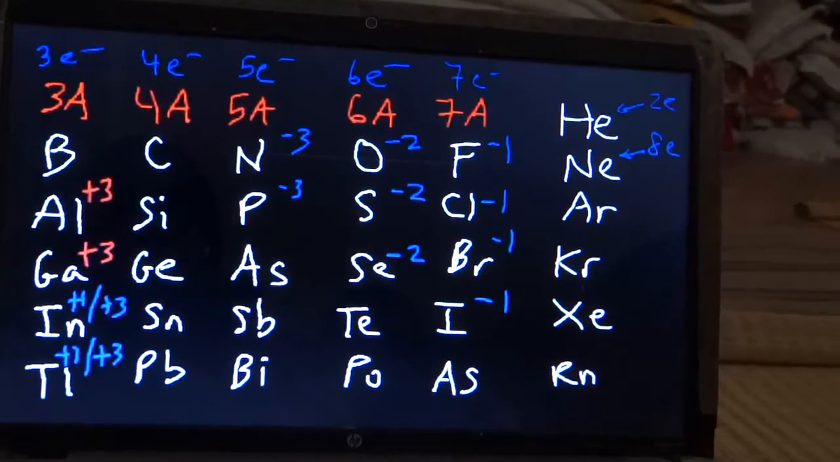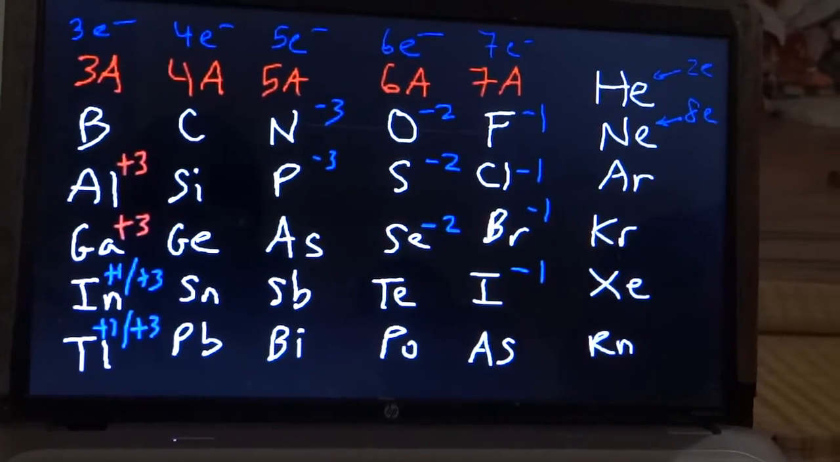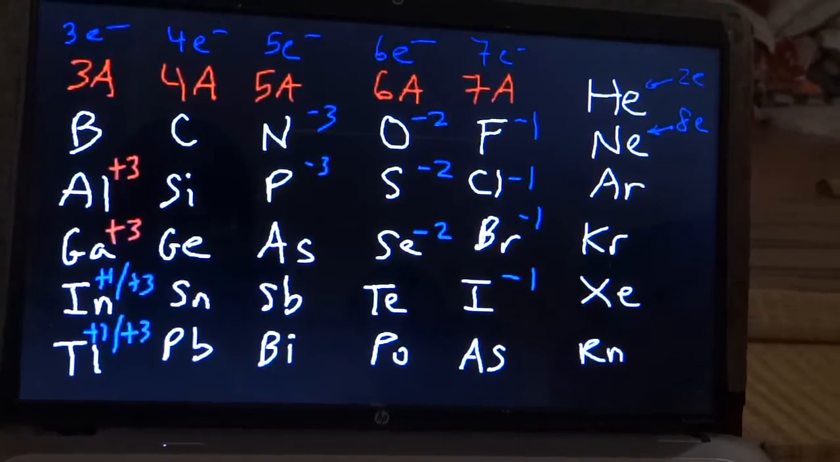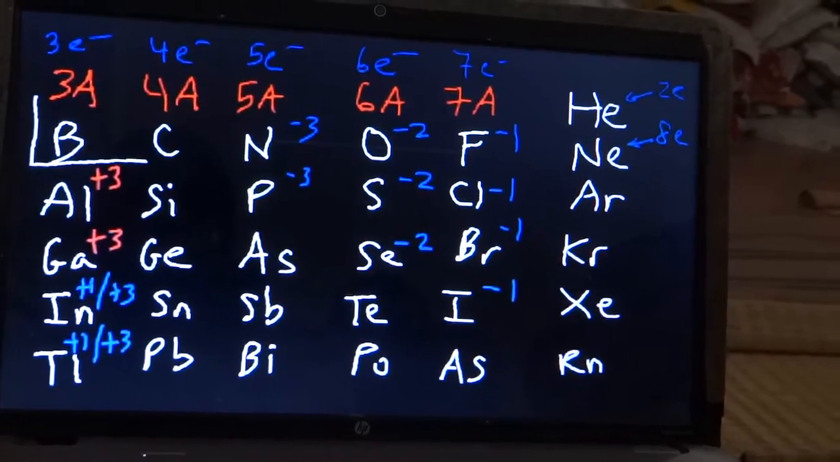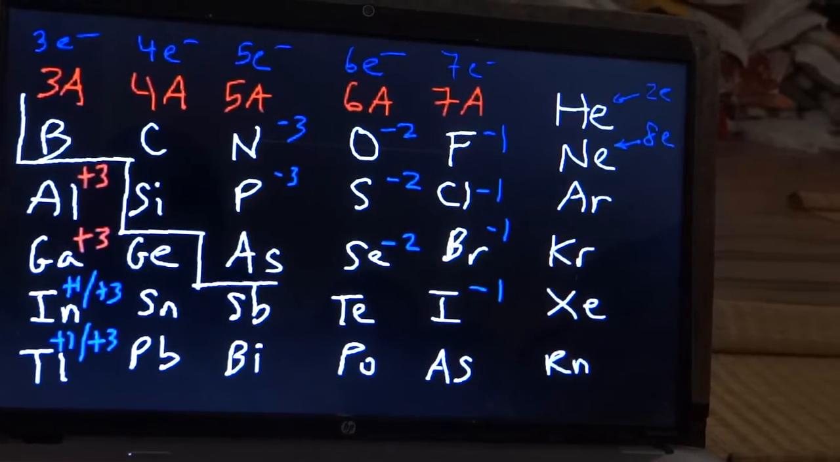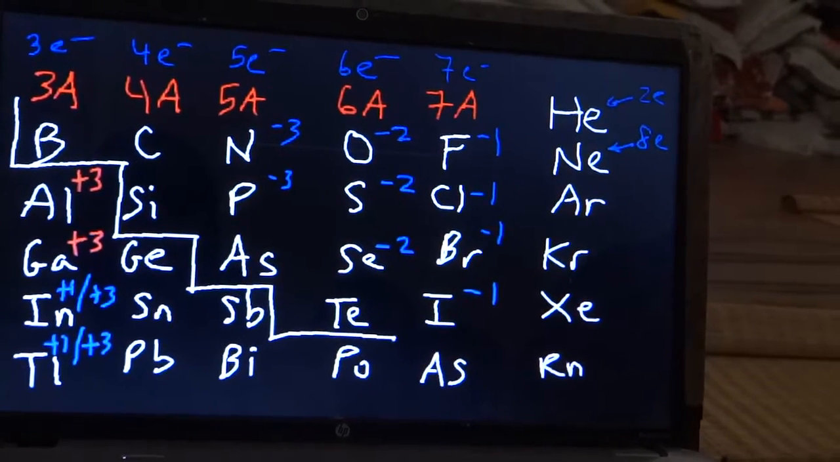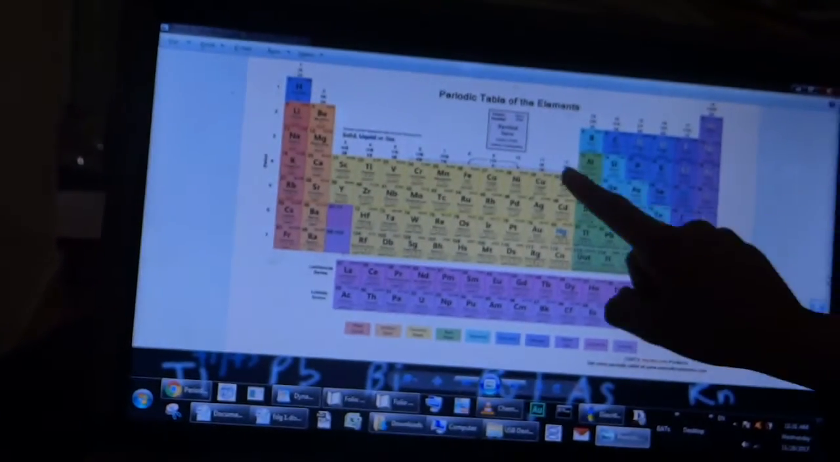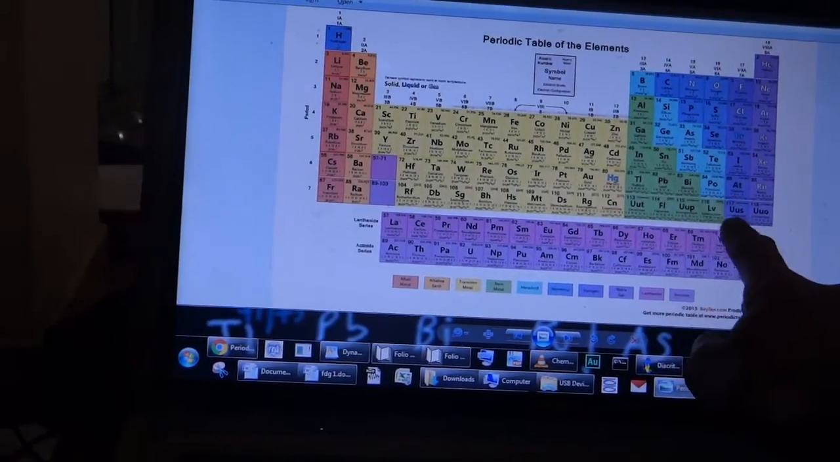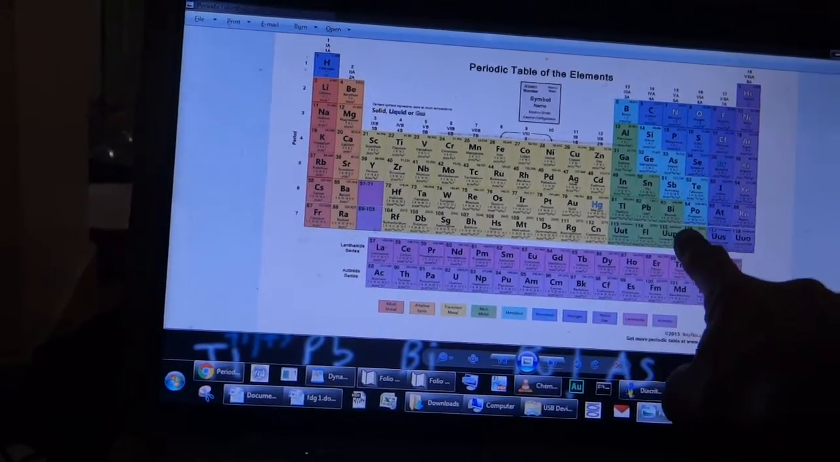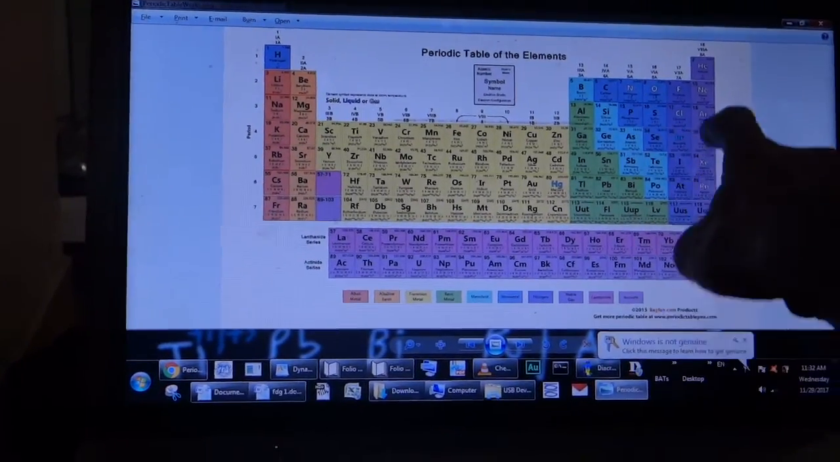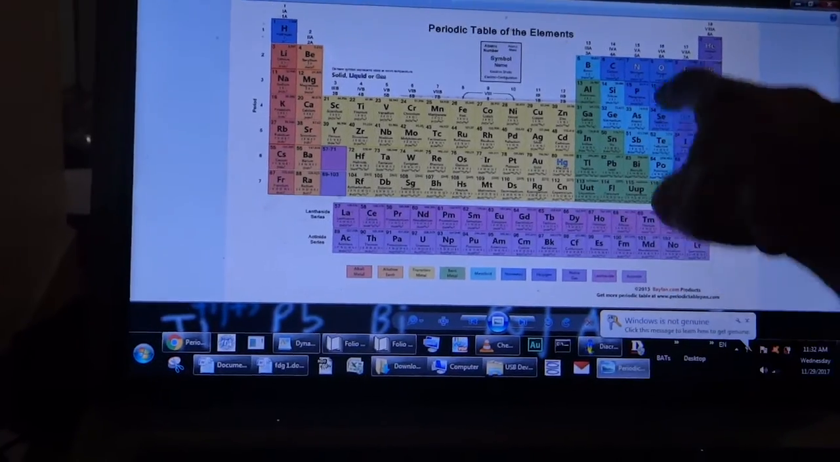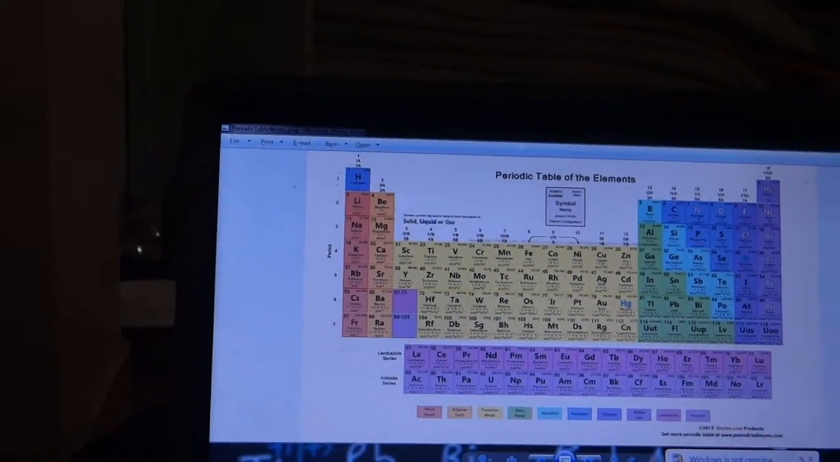Now you need to know where the metals and the nonmetals are on the periodic table. If you look at a typical periodic table, you're going to see a line which goes like this. These are metals, these are semi-metals, and these are non-metals. These are inert gases, these are non-metals. So sulfur is not a metal.